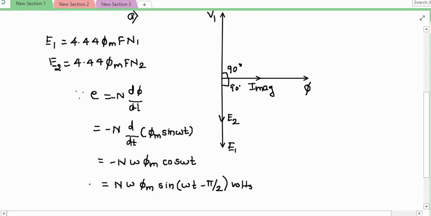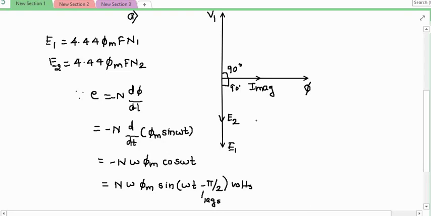If I am taking voltage as a reference vector, so this is your EMF. Now with respect to the flux, this minus sign indicates that the EMF lags the flux. This is your flux. So EMF lags the flux by pi by 2, which means 90 degrees. Therefore, E2 and E1 both lag the flux phi.